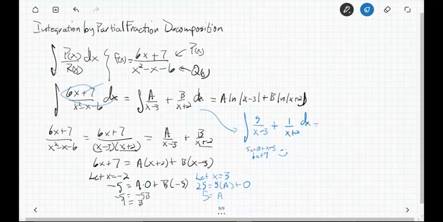Easy. And check it out. Watch how easy the integral is now. It's a piece of cake. I get 5 times the natural log of the absolute value of x minus 3 plus the natural log of the absolute value of x plus 2 plus c.